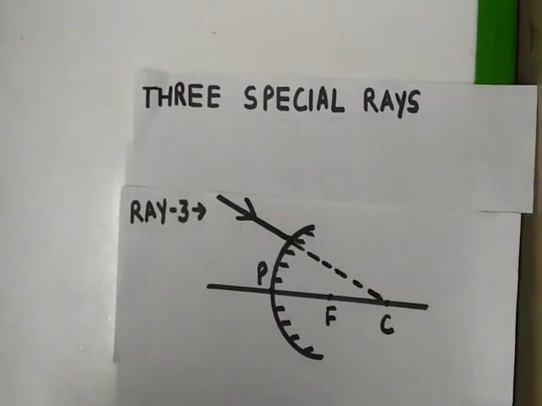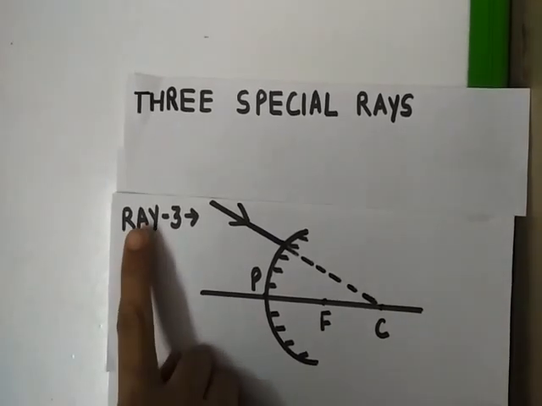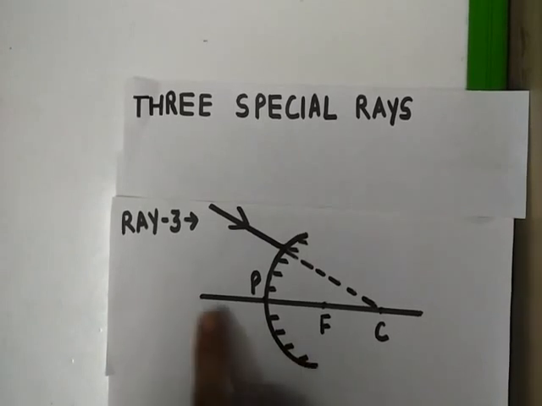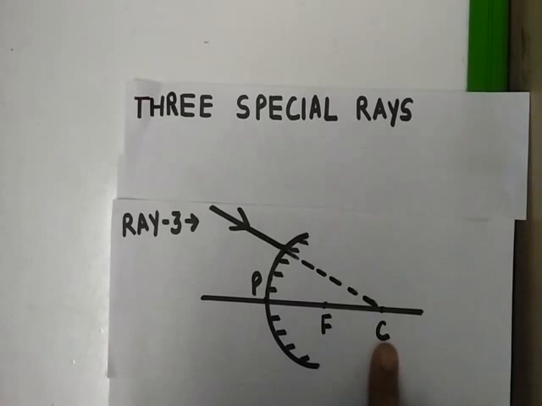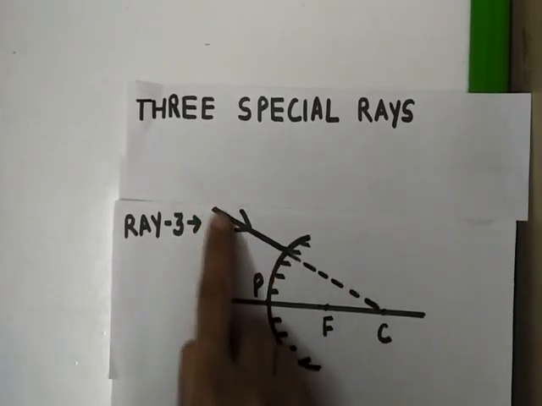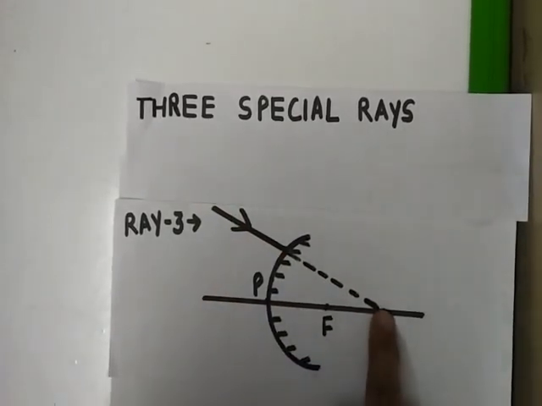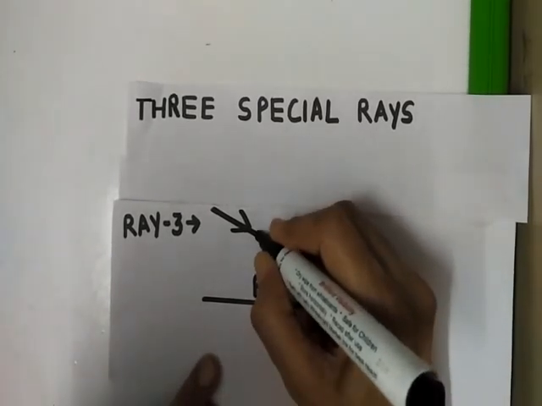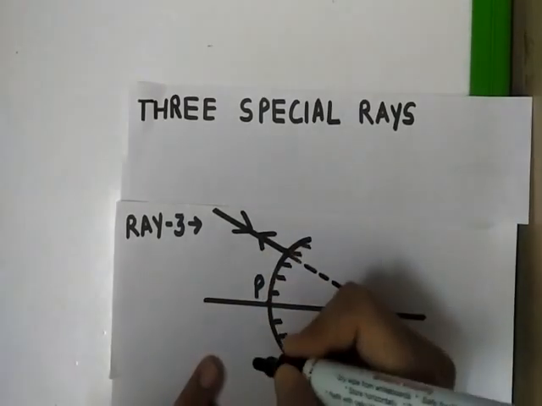Ray 3. Now let's draw ray 3 for a convex mirror. This is a convex mirror, with principal axis, pole, focus, center of curvature, and this incident ray is appearing to pass through the center of curvature. See, this is appearing to pass through the center of curvature. So in this case, this incident ray will reflect from this mirror along the same path. So this ray will go back along the same path it was coming towards the mirror.